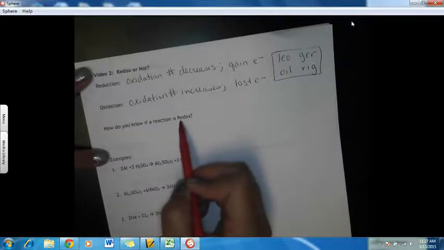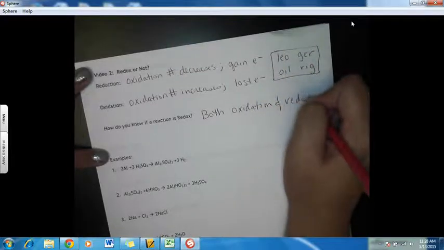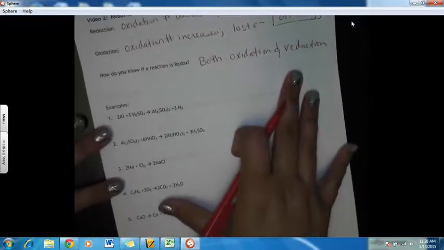Alright, so how do we know if a reaction is redox? In order for it to be a redox reaction, you must have both oxidation and reduction. Just like anything, everything has to be conserved. So if you have a reduction, if we have a gain of electrons, those electrons had to come from somewhere. So they had to be lost from something. They couldn't just appear out of nowhere. So something had to lose in order for something else to gain. So you have to have both something to oxidize and something to reduce. And so in order to know that, we have to assign oxidation numbers.